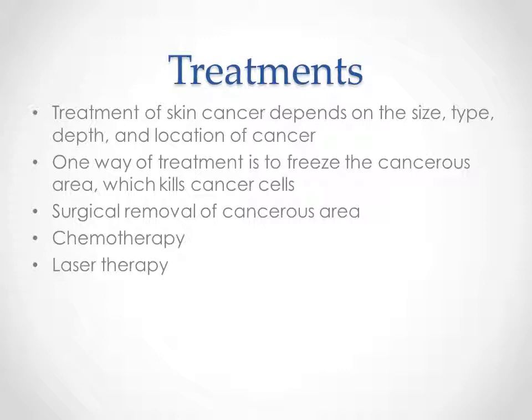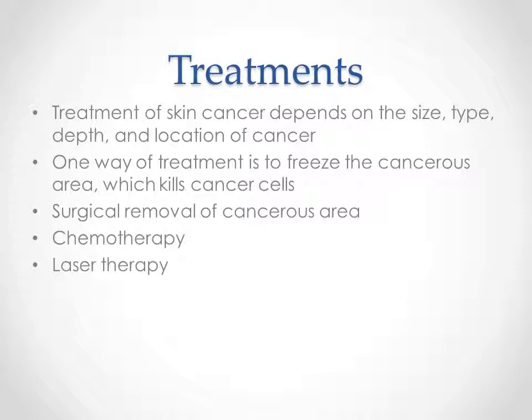Surgical removal of cancerous areas is the most common way of treatment. Cancerous tissue and the surrounding margin of healthy skin is cut out, which may leave a lot of scarring depending on how large the cancer is.